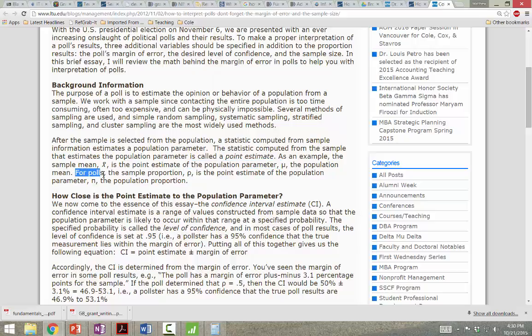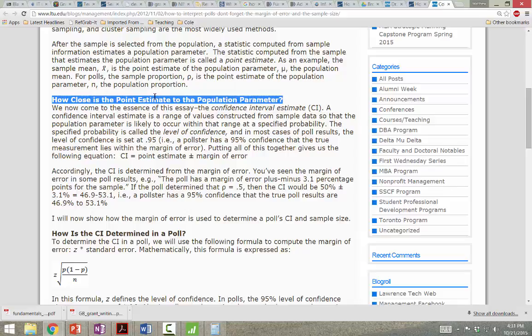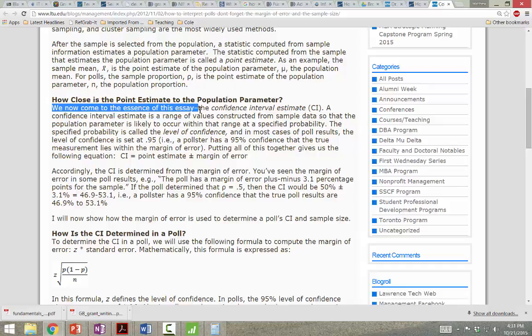Now for polls, the sample proportion P is the point estimate or the statistic of the population parameter rho, which is the population proportion. So here's the importance of all this. This is the important question. How close is the statistic or the point estimate to the population parameter? This is the essence of this essay, the confidence interval estimate.